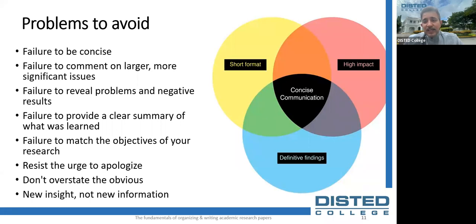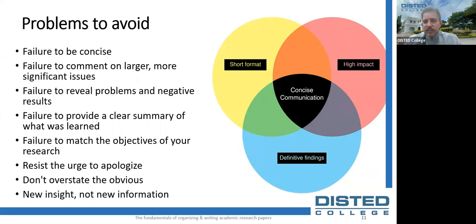Failure to provide a clear summary of what was learned. So in order to be able to discuss how your research fits back into your field of study, you need to summarize it briefly and directly. Often this element of your conclusion is only a few sentences long. So you want it to be very brief. So one paragraph, two paragraphs at the most, or three paragraphs, but not too much.